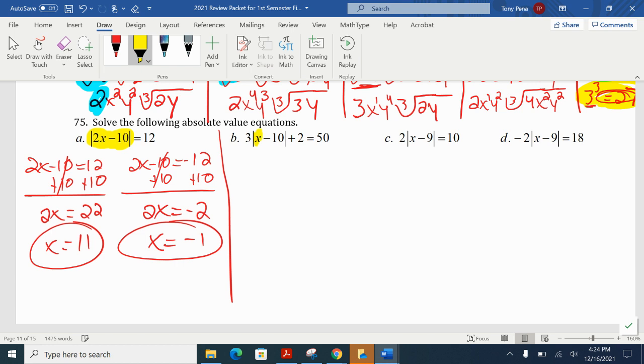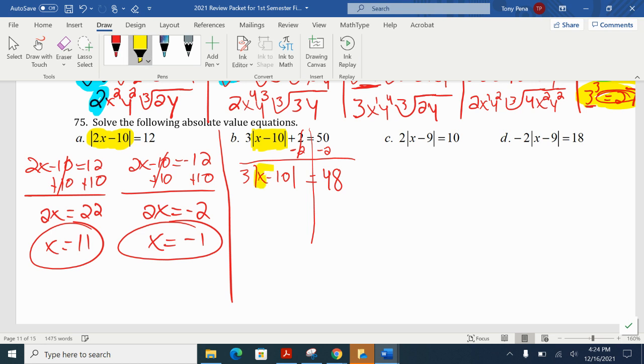When we now go to B, if you notice, we got some other things going on over here, what I'm highlighting, that we want to get by itself. So we want to get that absolute value of x minus 10 all by itself. We're going to do that by first subtracting that 2 over. All right, so here's our equal sign. It cancels that out from here, so we no longer have the 2 to worry about. That means we have to subtract 2 from the other side, leaving us with 48.